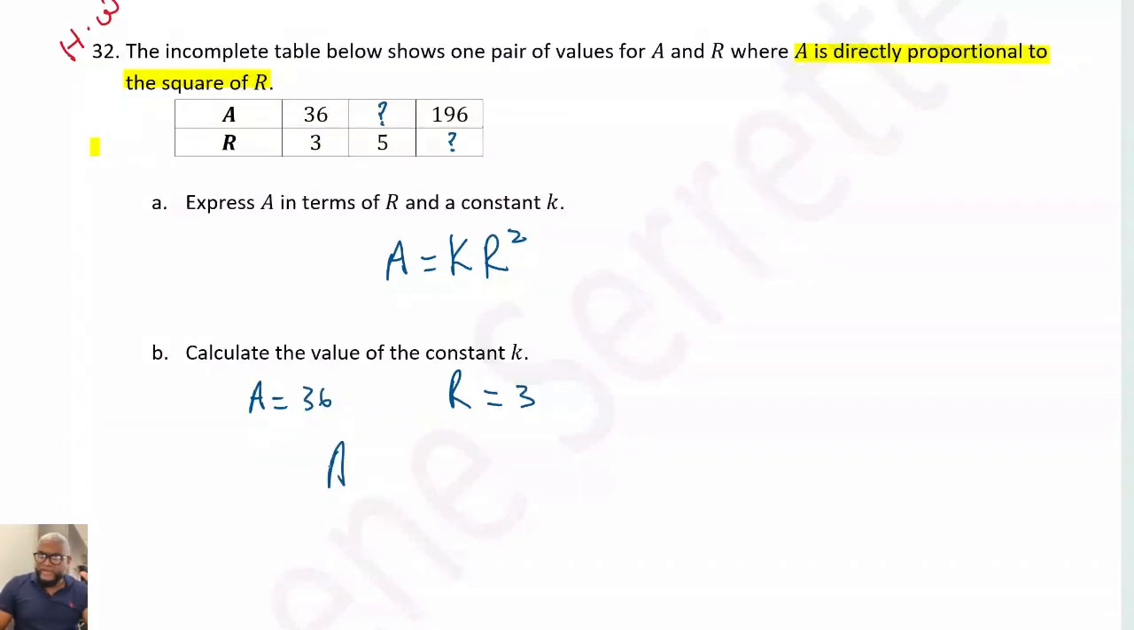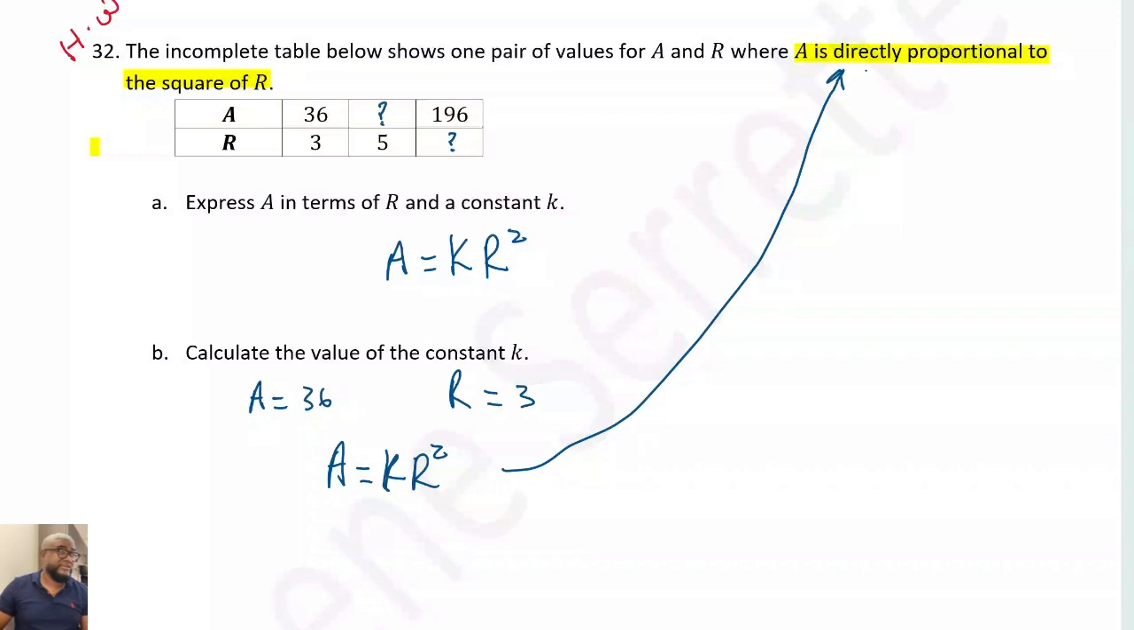So I'm writing over the formula. A is equal to KR squared. Once again, this formula, I got it from this statement. That is how I got this formula. That's how I got that formula from that statement. Okay? So we're going to work.